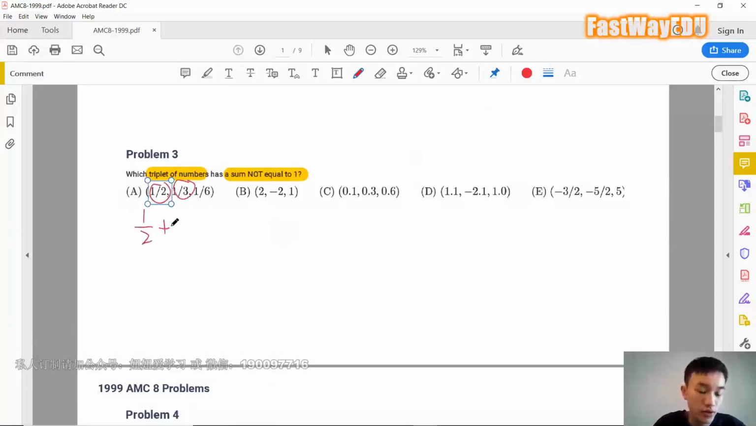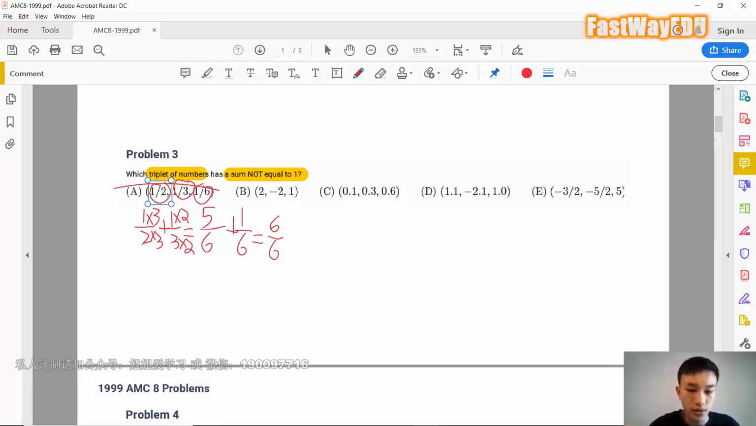So half plus 1 over a third, that's going to be equal to, if we can quickly see, that's going to be a denominator of 6. And we have to multiply top and bottom by 3 in the first expression, top and bottom by 2 in the second expression. So that's 3 plus 2, which is 5. So 5 over 6, you still remember the 1 over 6. That's equal to 6 over 6, that's 1. So A is out. Because we want a sum not 1.